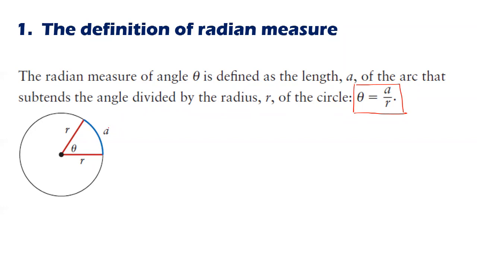So for example, if the length of the arc A equals 5 meters and R here equals 2 meters, theta in radian measure is then 5 meters over 2 meters, which is 2.5 radians. Understand?